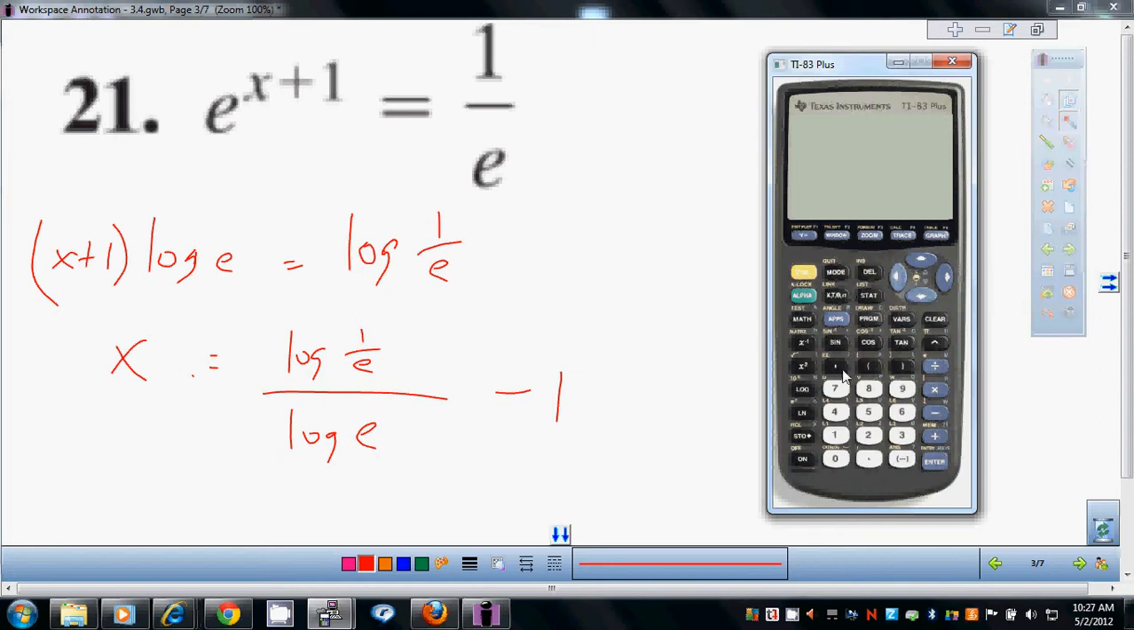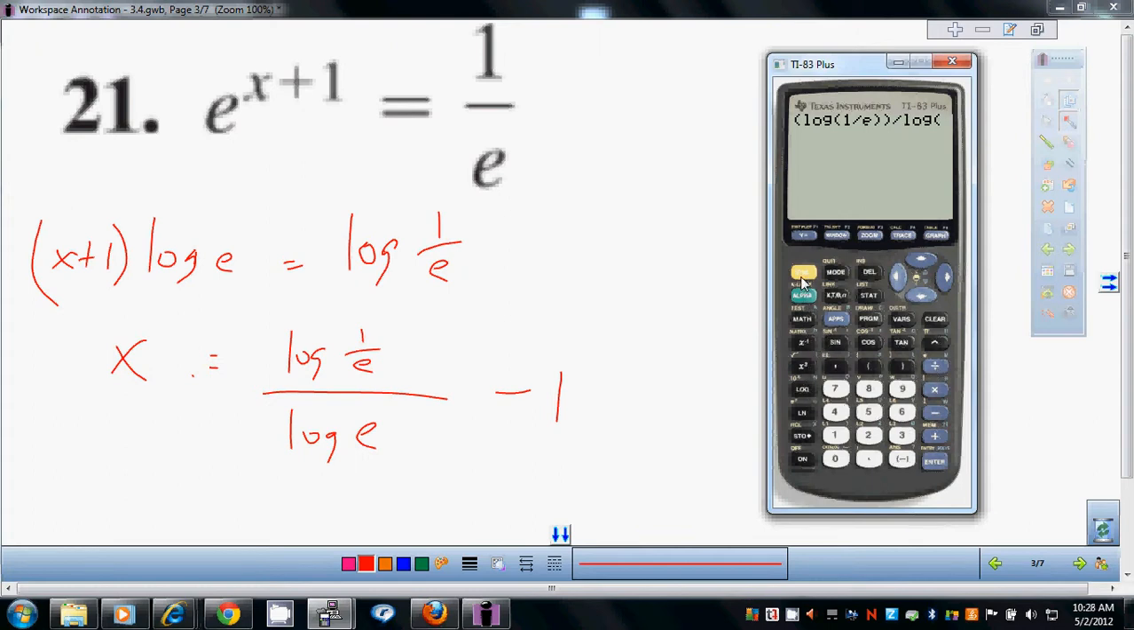So, thank you. Log of 1 over e is, where is e? It's right above, oh yeah, there it is, thank you. It's right above the division sign. So 1 over e divided by log of e.